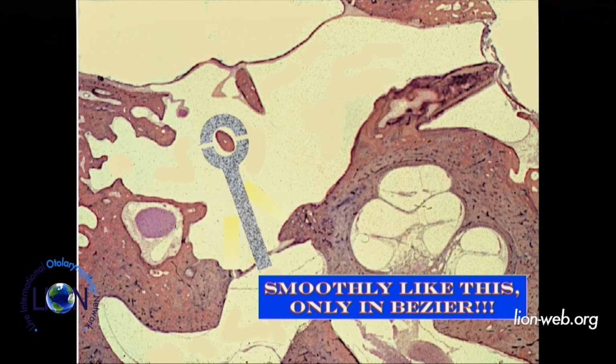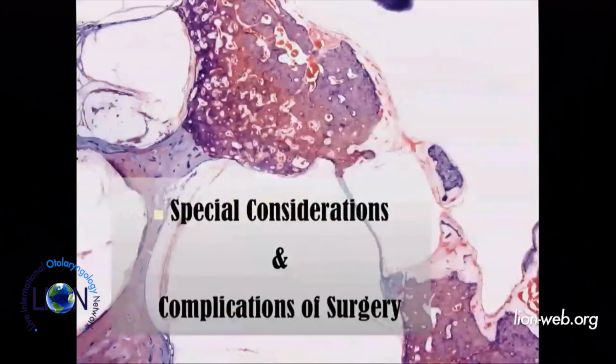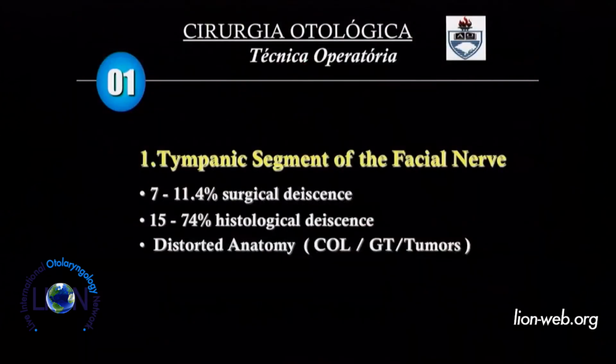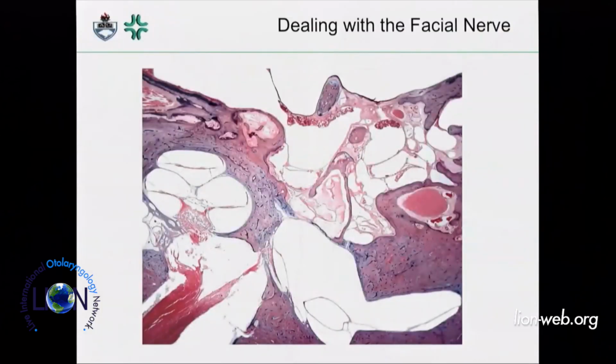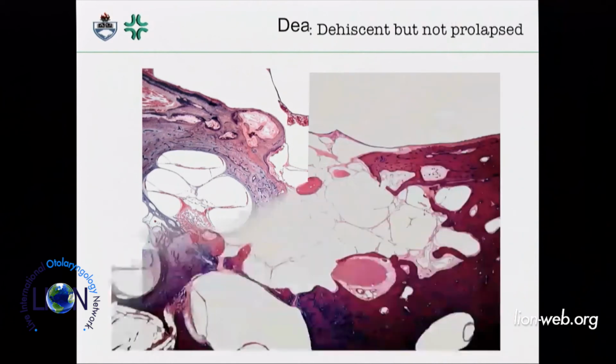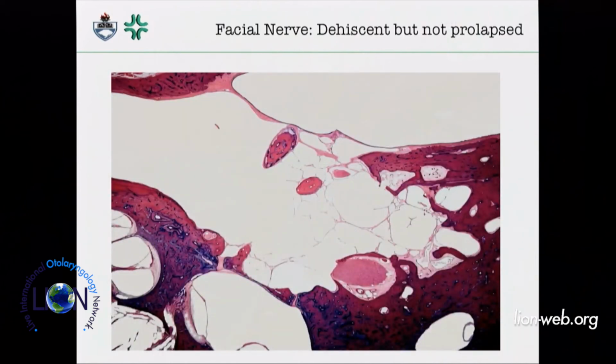You know, it's not so easy when you go out and try to do this kind of thing, right? So we have problems. And what kind of problems? The first one is the facial nerve. So you have the facial nerve here, it's okay, no problems with the facial nerve. But here, you have a facial nerve that is dehiscent, but it's not prolapsed into the window. So that's fine, no problems.